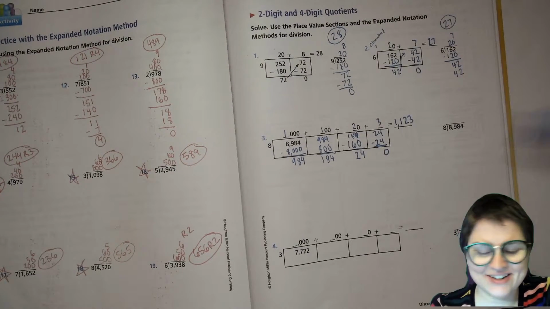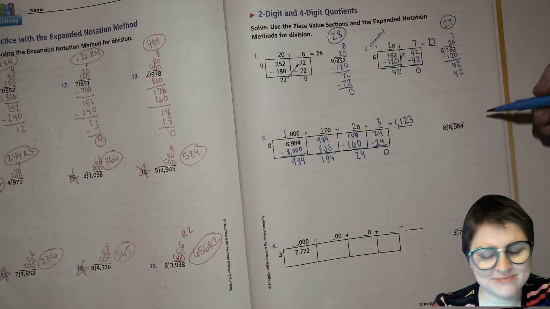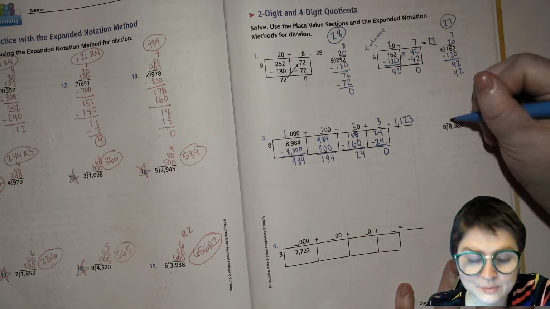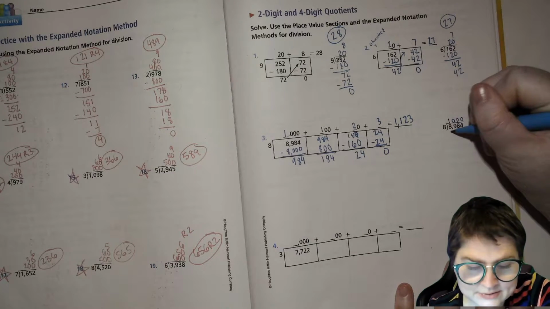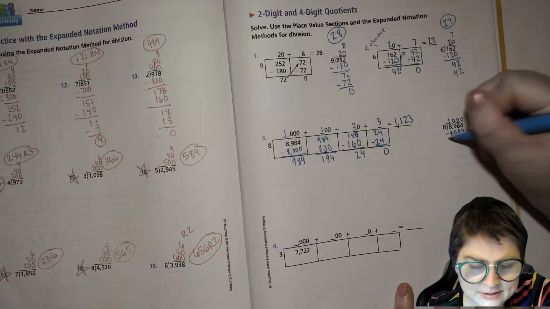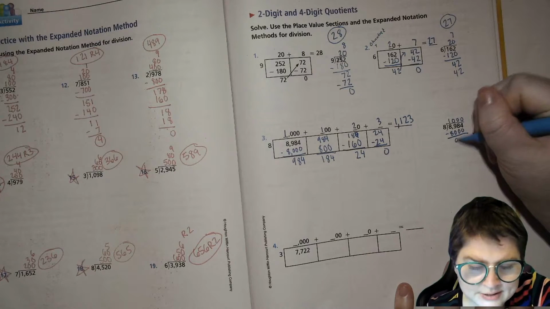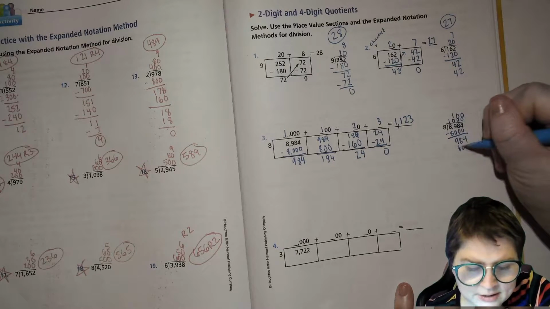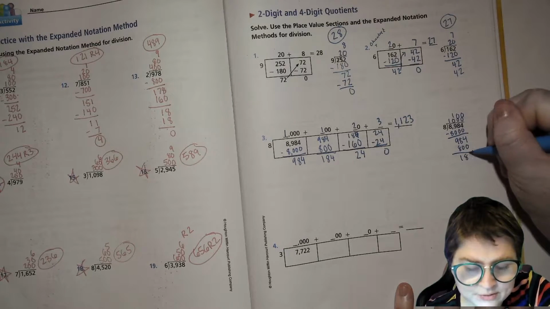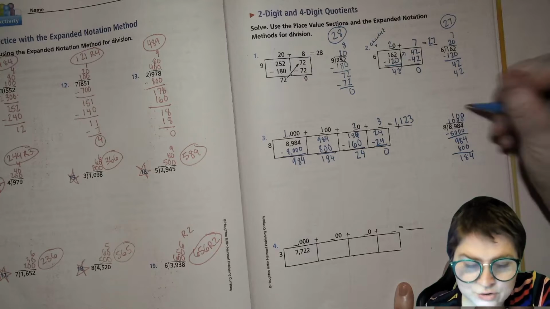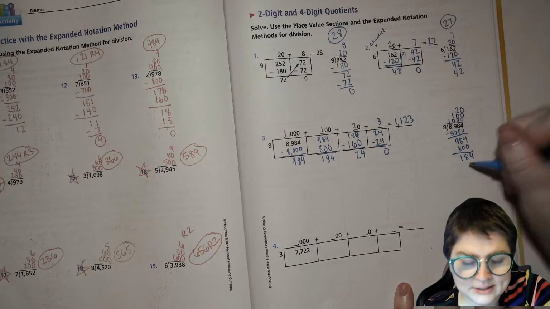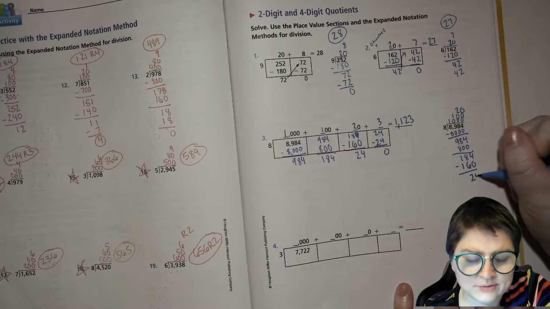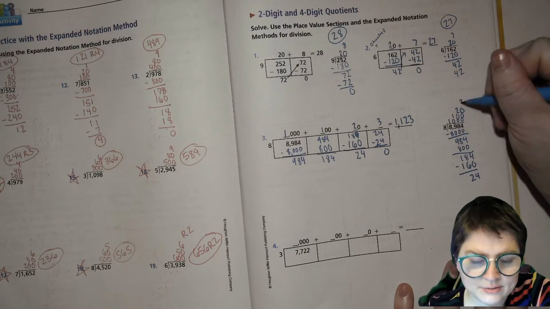Okay, now same thing over here. Same problem, just different flavor to it. 1,000 gives us 8,000. So that's 984. 100, 800, 184. 2 10s, 20. So 160. And then 24. 3.